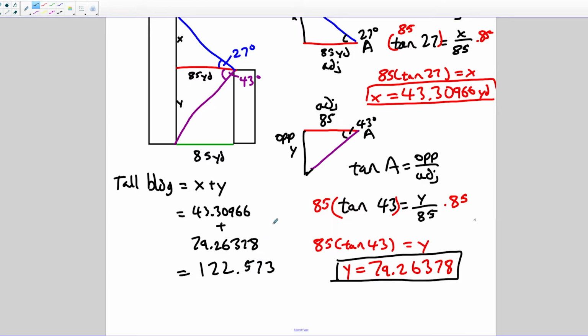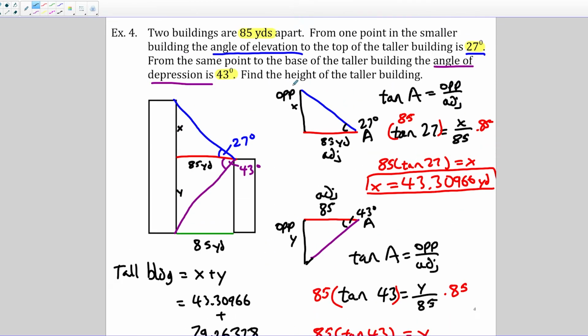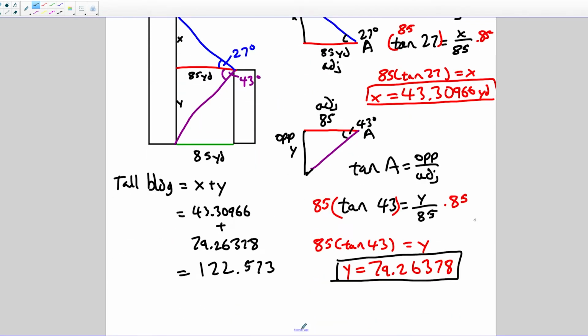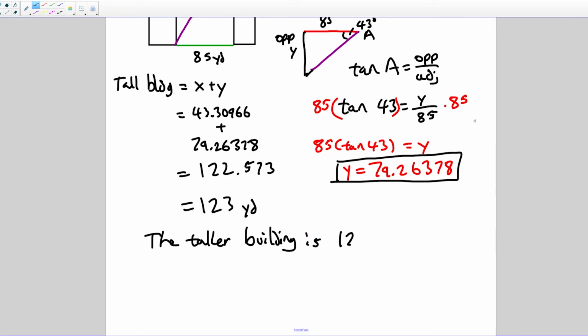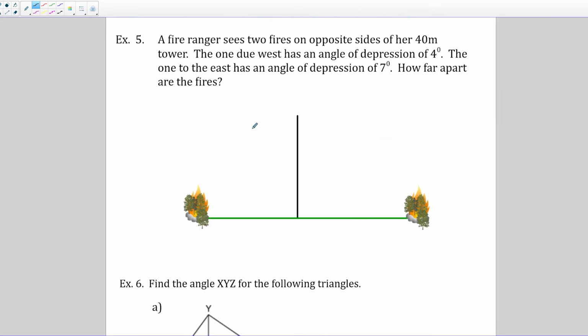And we get a grand total of 122.573. The problem doesn't say what to round it to, so we'll just say we're going to round to the nearest whole number, roughly about 123 yards tall. Because we're dealing with a word problem, a quick little sentence: the taller building is 123 yards tall.